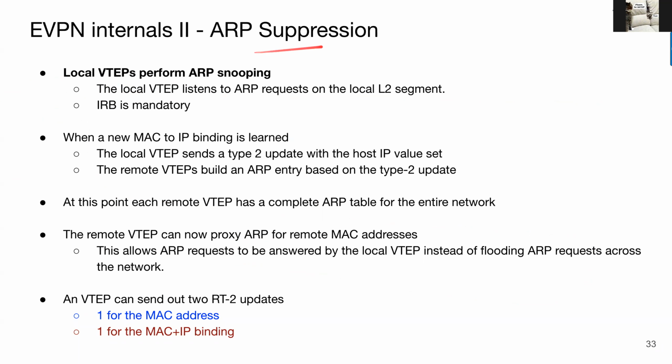So this slide is all about something that EVPN does by nature. Any questions on ARP suppression, aka proxy ARP, aka ARP snooping?